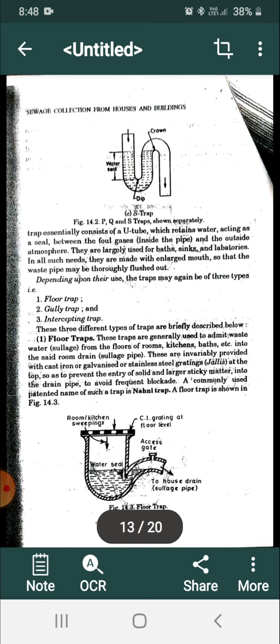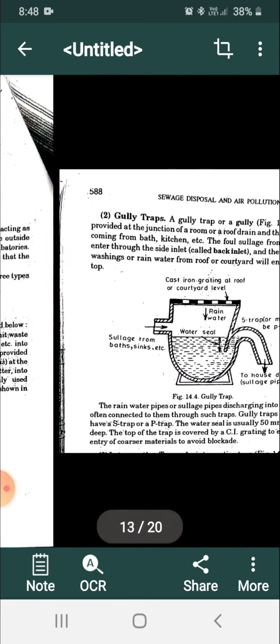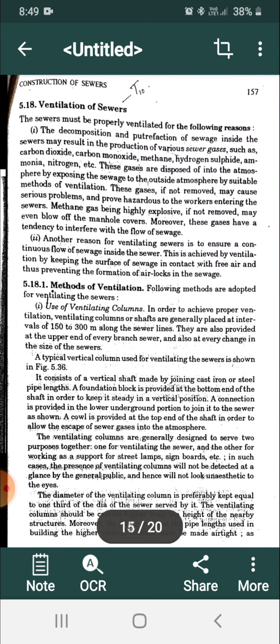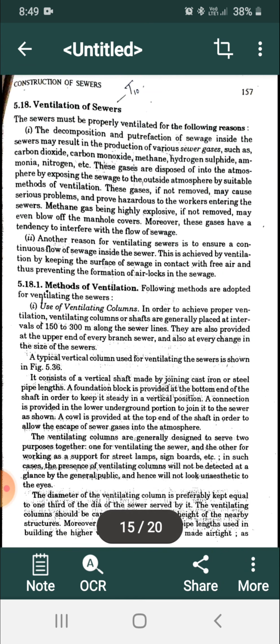As of today, we are going to cover the types of traps and their uses, where you are going to provide them, and also ventilation of sewers. Ventilation of sewers means, see, why it is required, what its importance is, and where you can easily install it. We can study those things from this.